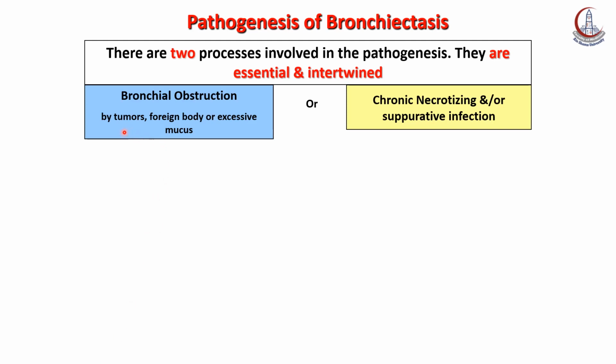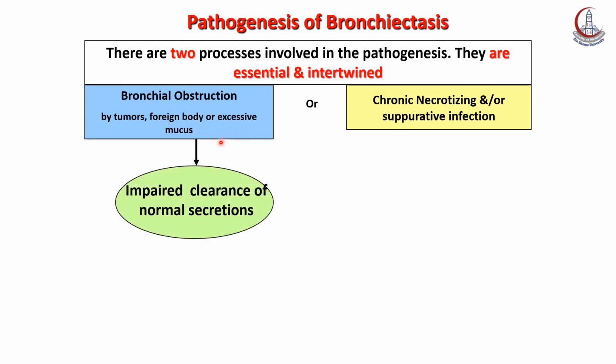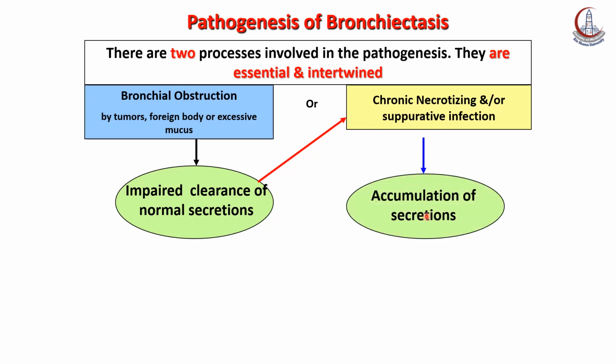The bronchial obstruction can occur due to tumors, foreign body, or excessive mucus inside the lumen of the bronchus. It causes impairment of clearance of the normal secretion, followed by superadded infection causing chronic necrotizing or suppurative infection, leading to more accumulation of secretion, causing more bronchial obstruction.